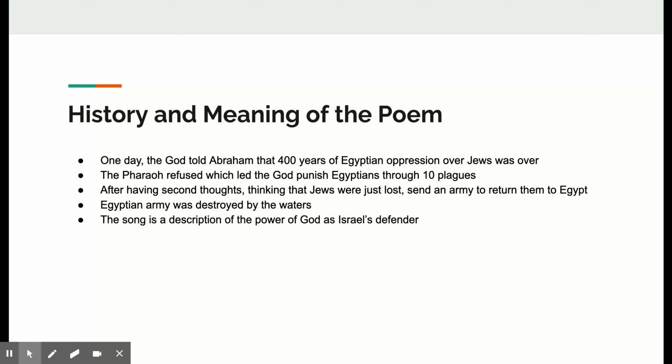So the history of the poem is this. Jews were kept as slaves by the Egyptians for about 400 years, but there are sources that say it's more than that. And one day, Abraham was told by God that the time of Egyptian oppression was over and Jews need to be freed. When Moses went to the Pharaoh to follow God's will, the Pharaoh refused to let the Jews go, which led to the famous 10 plagues of Egypt.